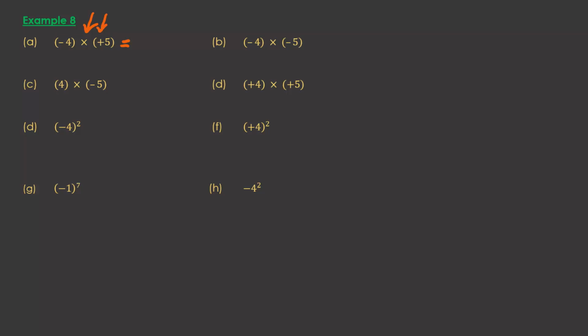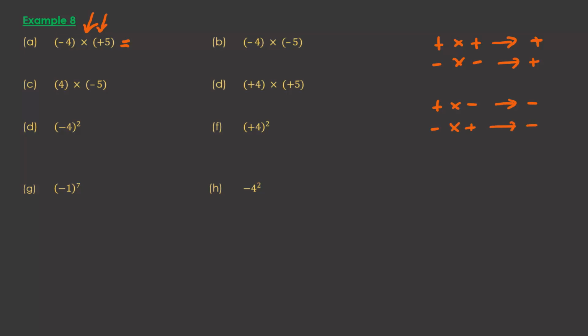Now, when the signs are the same, we get a positive answer. So that's whether it's a positive times a positive or a negative times a negative, we get a positive answer. When the signs are different, we get a negative answer.